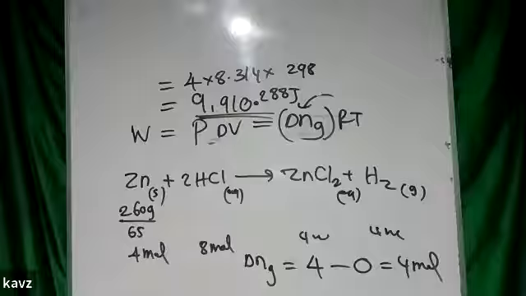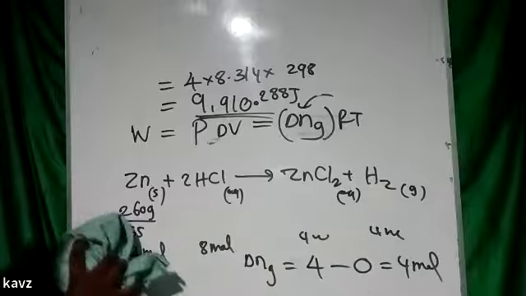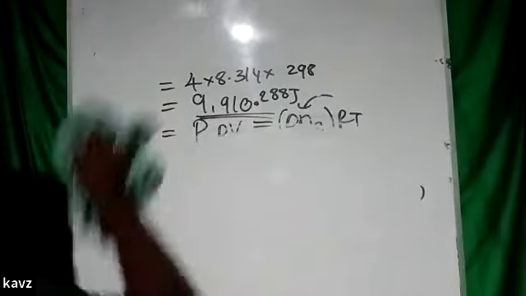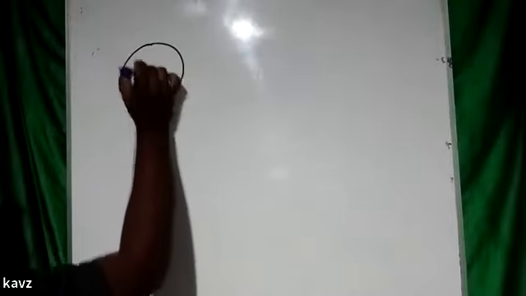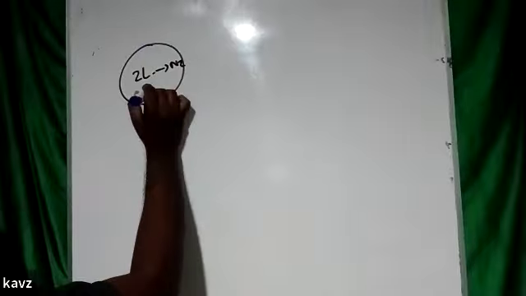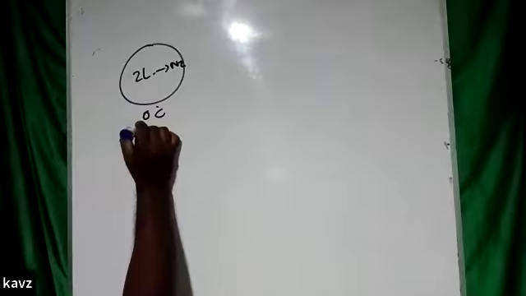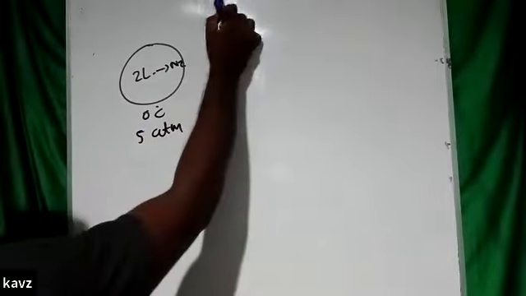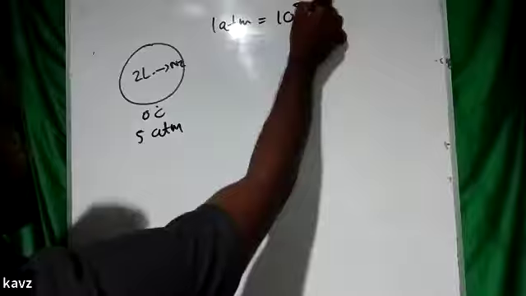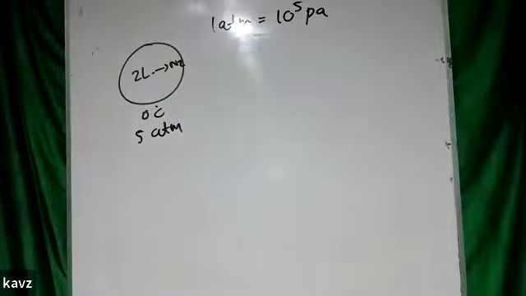2 liters of N2 is at 0 Celsius and 5 atm pressure. It is expanded isothermically. That means delta U is 0. If there is no change in temperature, there's no change in internal energy. The first thing you have to remember. Always I'm using atm as 10 to the power 5 Pascal. If they say the other value, you have to use that.